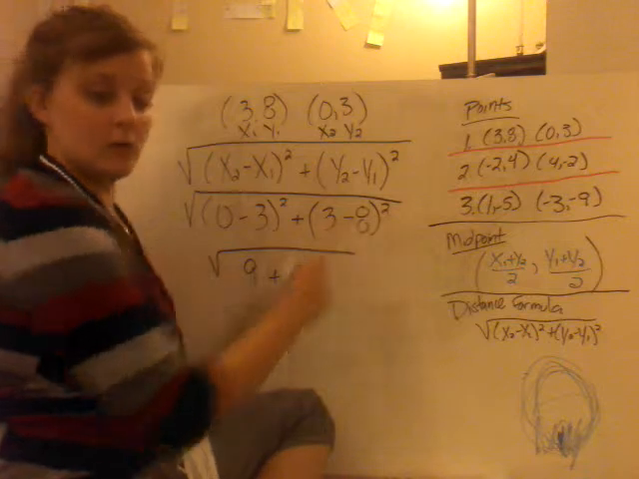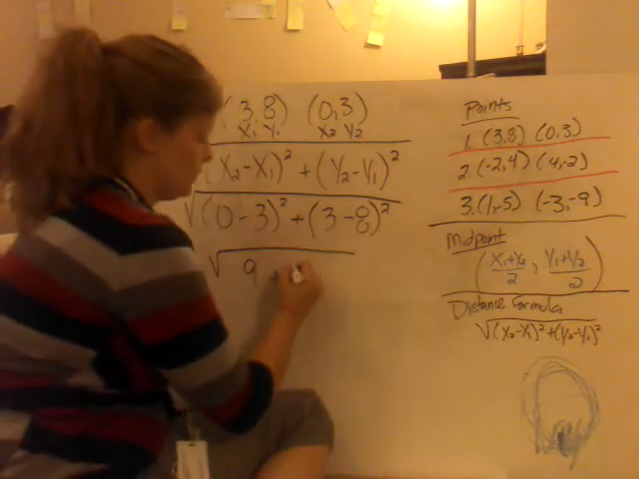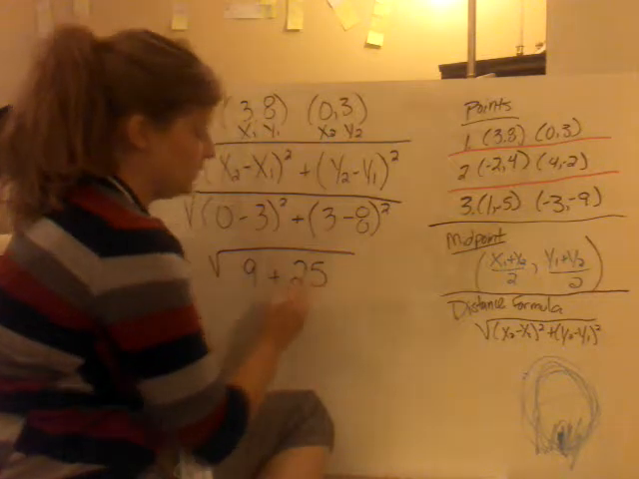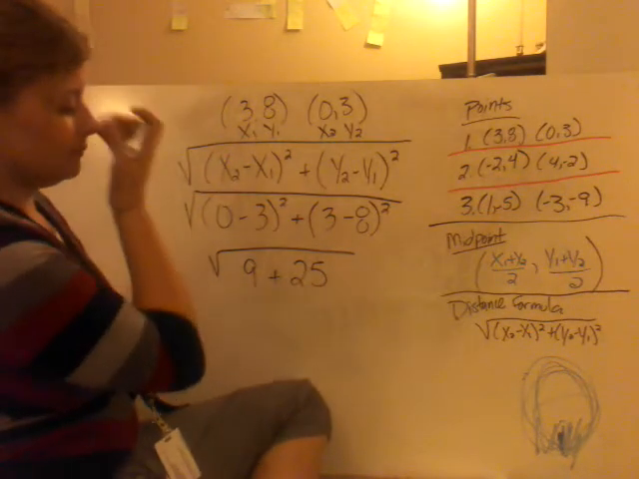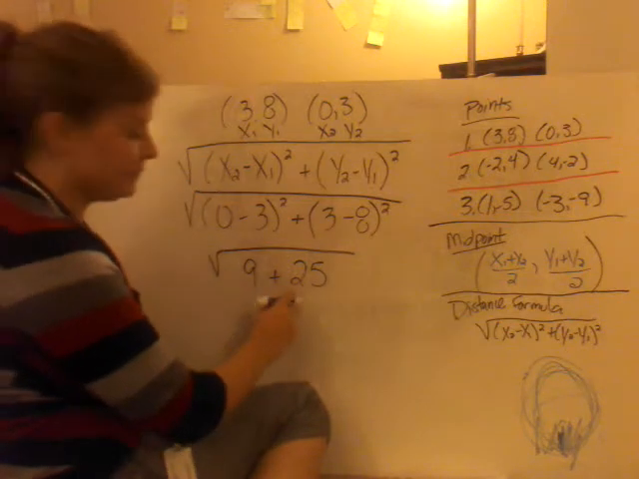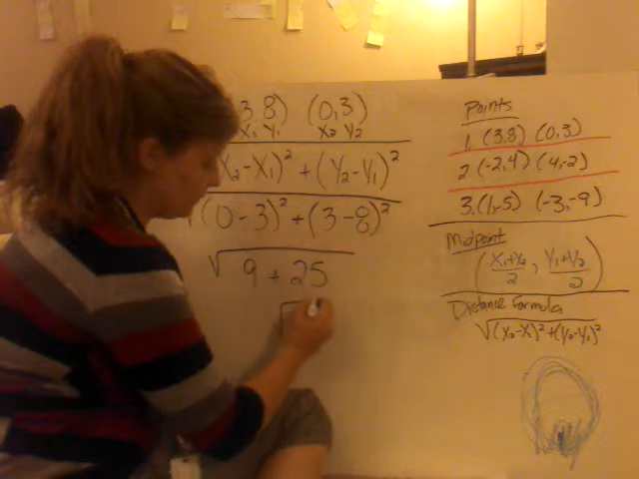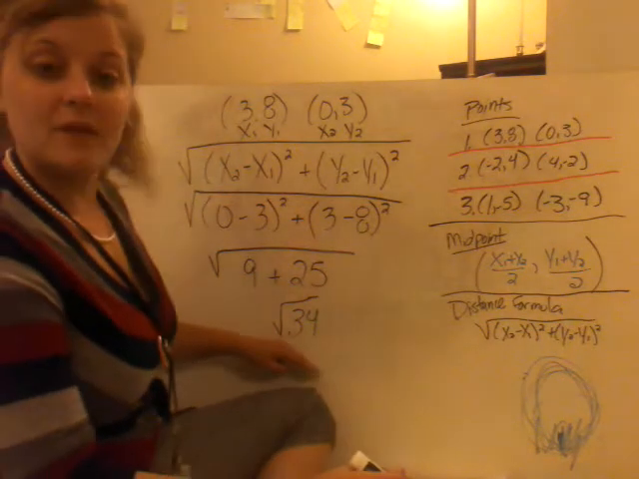It's squared, so again, a negative times a negative is a positive. So I have a positive 25. Alright, so now I just add these two together, and I come up with 34. Now, I need to see if I can factor anything out of this.